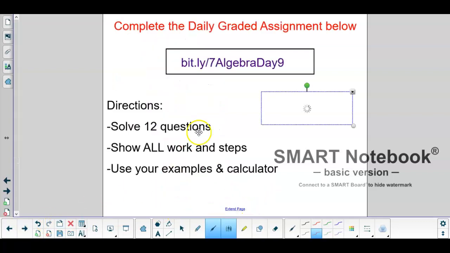Now, today's assignment, it has 12 questions. The bit.ly's there. Should take you about 20 minutes, may take you a little less, again, depending on how fast you've been grasping this. If you've been struggling at this point, I would make sure to go back through those other 2 videos that we had where it was more of just the basics of solving 2-step equations. And at this point, if you have any questions, make sure that you're asking for help. Make sure you're showing all work and steps on a separate sheet of paper to be turned in, and we're going to make sure that you're using your examples in your calculator to get these solved. Good luck.